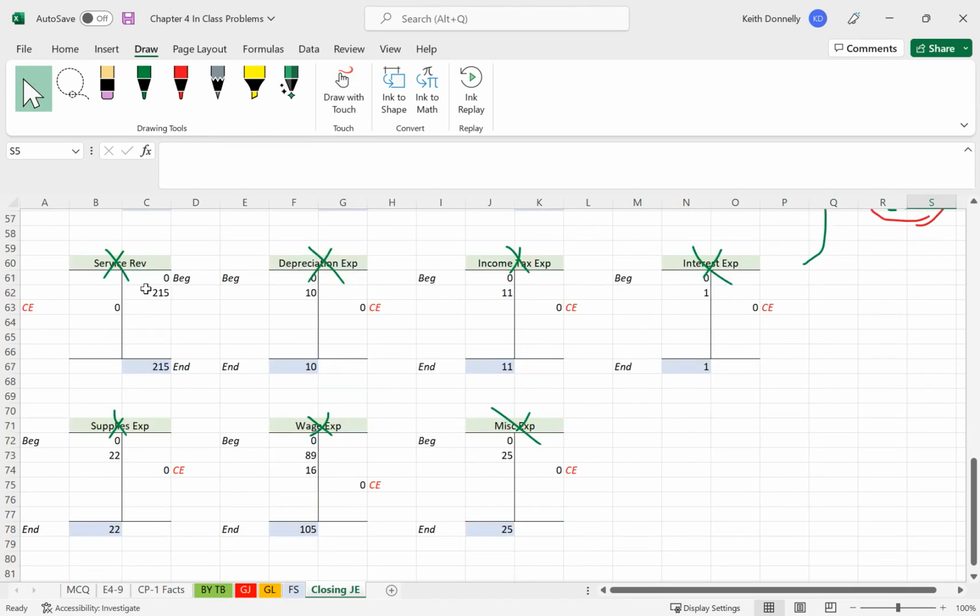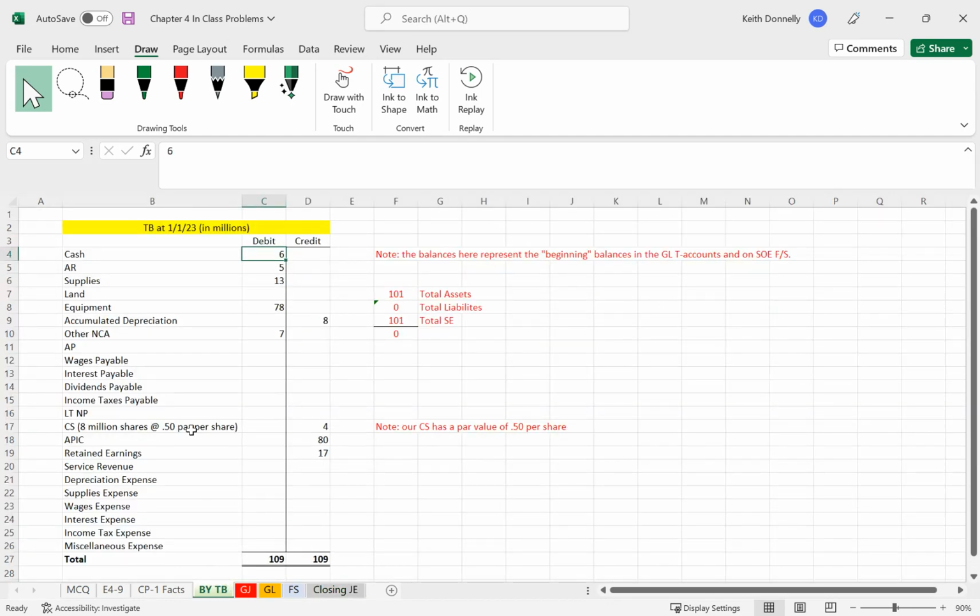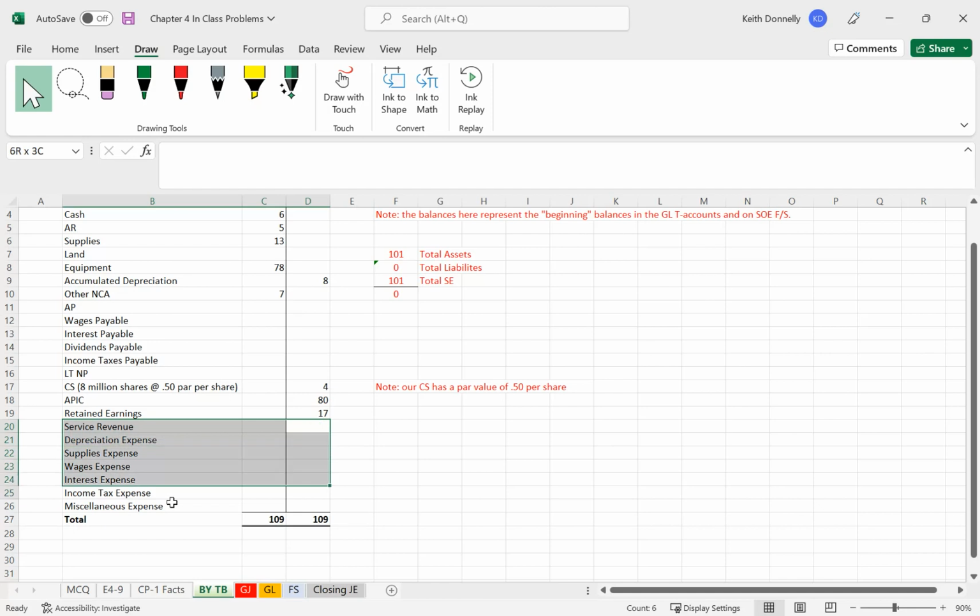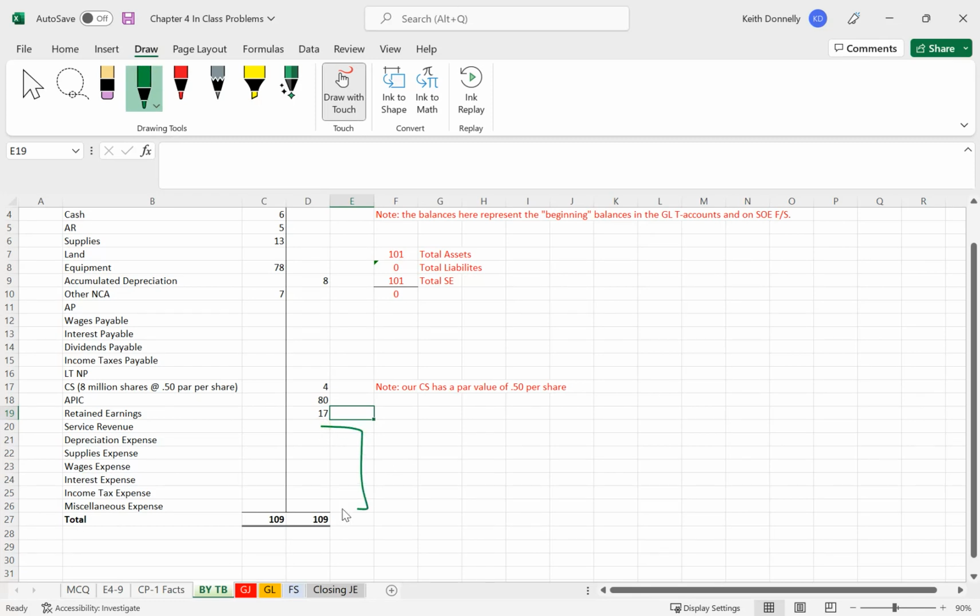In other words, we can clean out all of these, that's why they call them temporary accounts, put them to 0. Right, and that's why if you look at this trial balance, all of these revenues and expenses have a $0 beginning balance, because at the end of last period, we did this closing entry. We put it into retained earnings, right? So all of these guys are 0. However, we close them out into retained earnings right there.